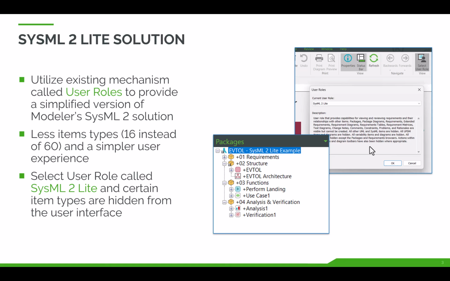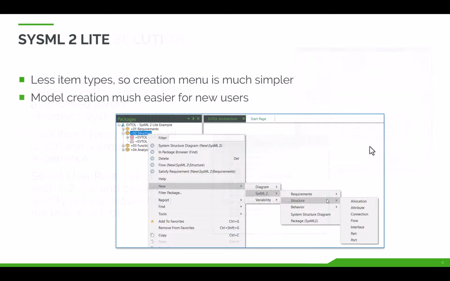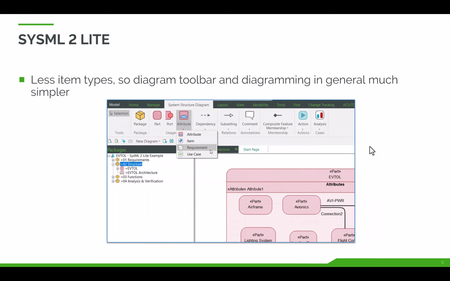When you look at the package browser in the graphic, for example, you see a lot fewer items and only really the priority, most important parts of SysML2. When you create items, the menus are much smaller, reduced to only that focused set of items, so it's much easier for new users to start creating models and editing models.